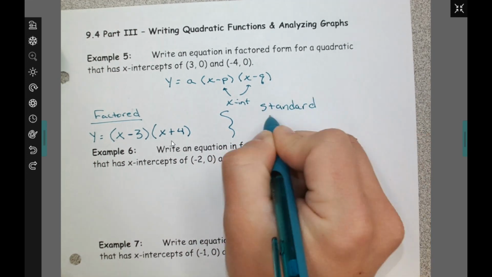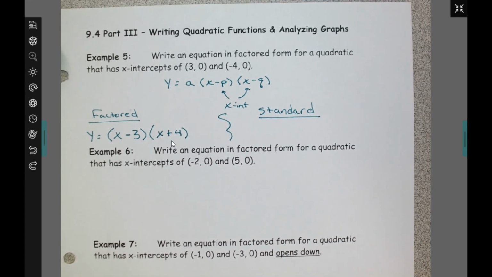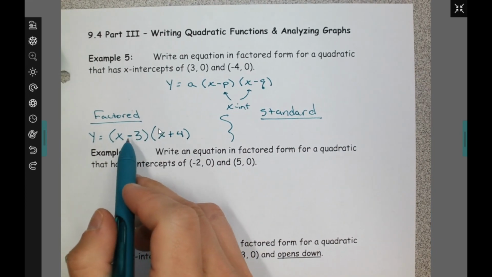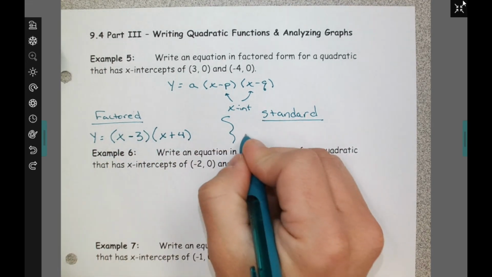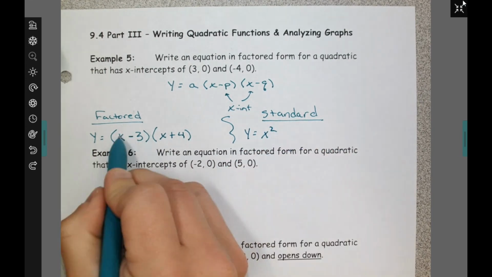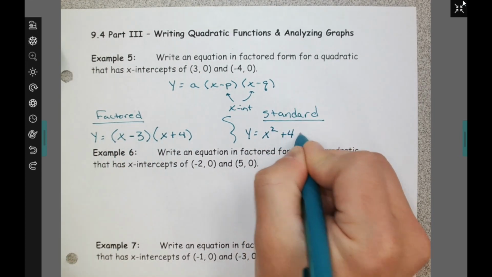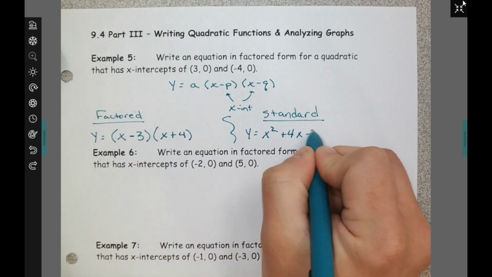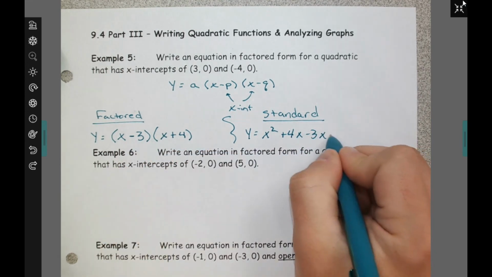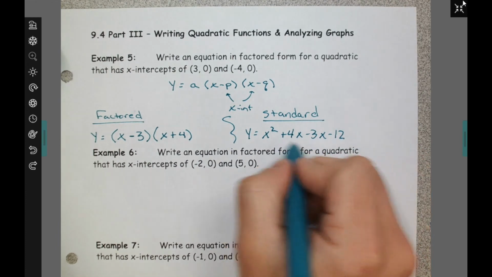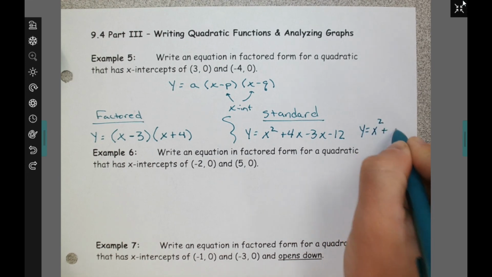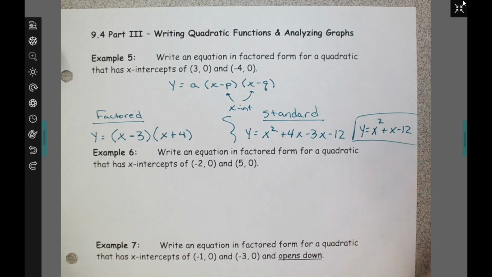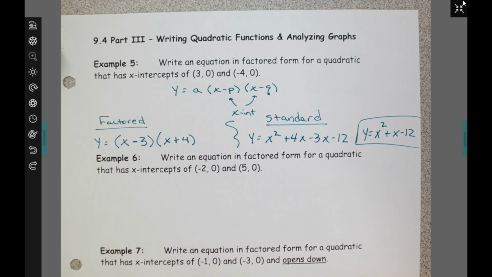On these, I also want you to do standard form as well. So to get to standard form, you are just multiplying this out. We're foiling. So that's where you take your x goes to the x, so I get y equals x squared. The x goes to the 4, so we have plus 4x. Negative 3 goes to x, so I got minus 3x. And then negative 3 goes to 4, so I get minus 12. And then with this, you want to make sure you make it look nice. So it turns into y equals x squared plus x minus 12. That would be your standard form right there. So we have both factored and standard, and like I said, it's pretty straightforward. You're just plugging in.